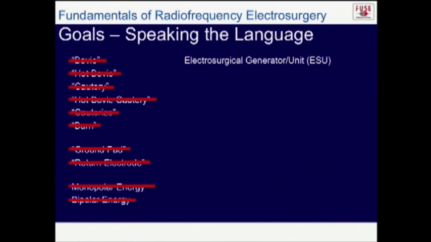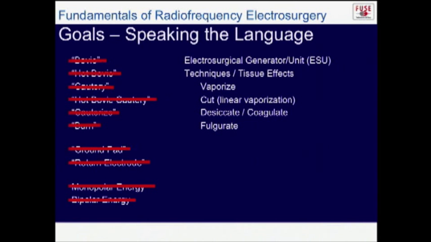For example, Bovey was a wonderful individual, but what we use now is an electrosurgical generator, or ESU. We don't cauterize. We actually think about the technique that we're going to apply, what tissue effect we want to achieve. Do you want to cut, do you want to coagulate, desiccate, or do you want to fulgurate?